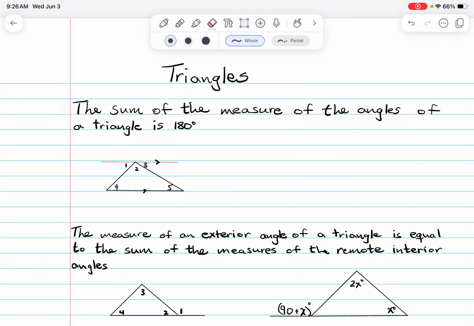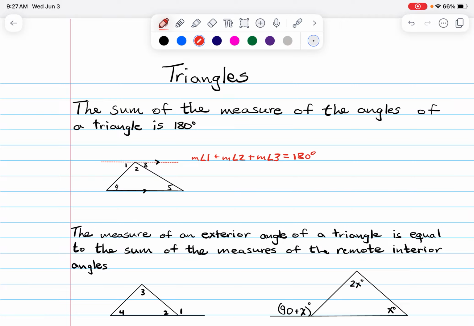Now, I've done this before, but I want to carefully show you how we know that to be true. If you look at this triangle that I have right here, you'll notice that I have the measure of angle 1 plus the measure of angle 2 plus the measure of angle 3. The sum of those measures is 180 because they form a straight angle.